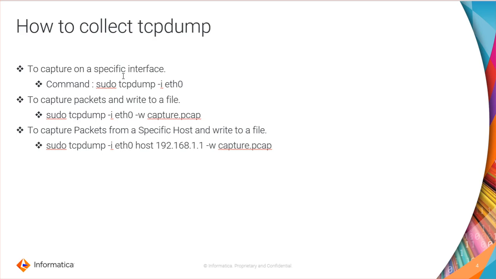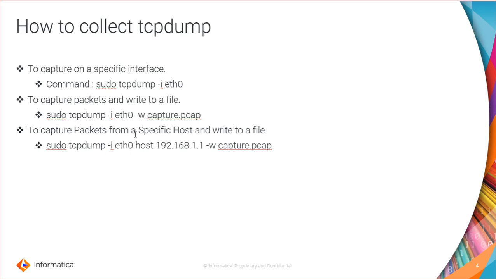So the first command, tcpdump -i eth0, will collect the packets and will show you them on the screen. It will be difficult for us to analyze the packets that way. If we get it written in a file in a PCAP format, then it is easy for us to open it in Wireshark and analyze it. So the -w option can be used to write the packets into a file.